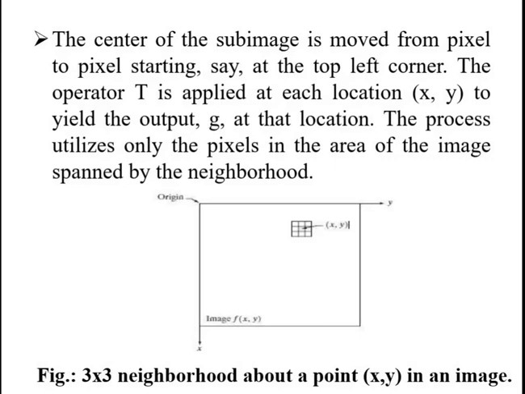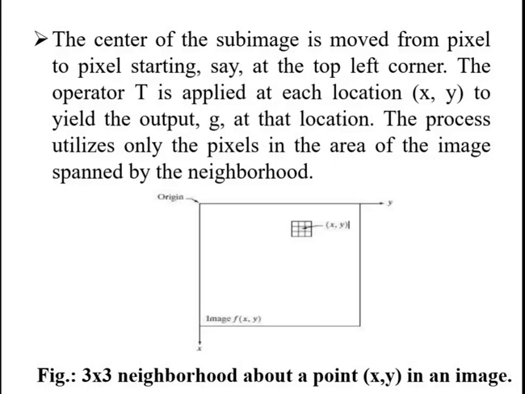The origin of the neighborhood is then moved to the next location and the procedure is repeated to generate the next value of the output image g. Typically, the process starts at the top left of the input image and proceeds pixel by pixel in a horizontal scan, one row at a time.